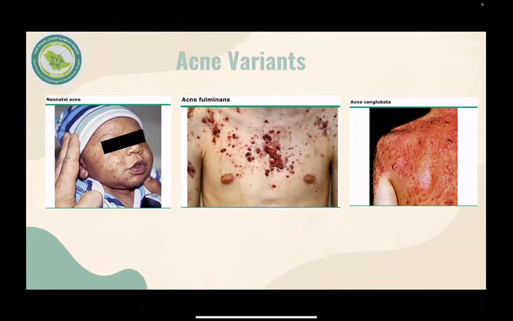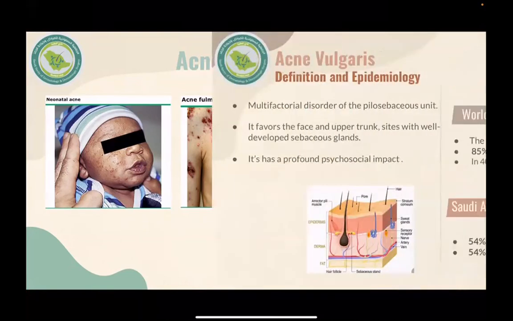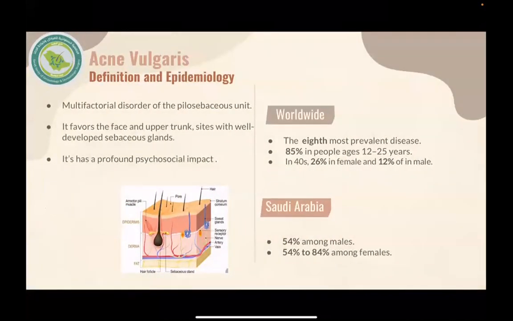Let's move to the definition and epidemiology of acne vulgaris. Acne is a multifactorial disorder of the pilosebaceous unit. This figure shows the pilosebaceous unit, as you can see here, the epidermis, the dermis, the hair follicle, and the sebaceous gland. Acne favors the sites with well-developed pilosebaceous glands, like the face, the upper arms, and the chest. And it has a profound psychosocial impact.